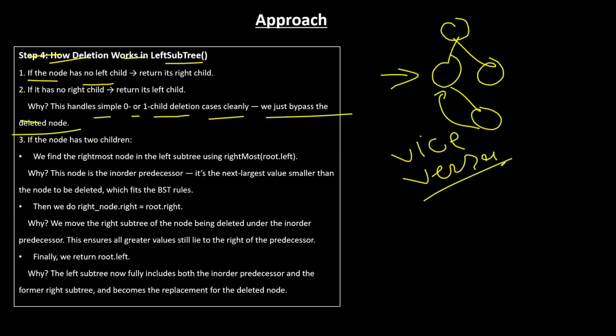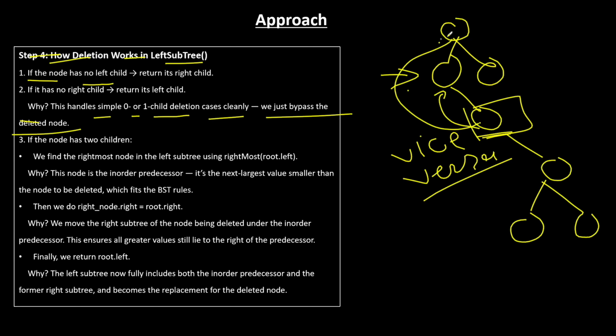Suppose there is no left child only, that means this is the node. How long this node could be, we don't need to care. Since there is no left child for it, we'll just return it, and the parent will have this particular node connected to it. That's why we check it in the beginning itself, before using the rightmost node function with the root left.